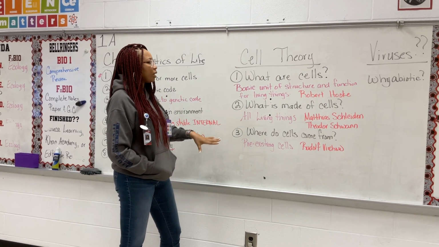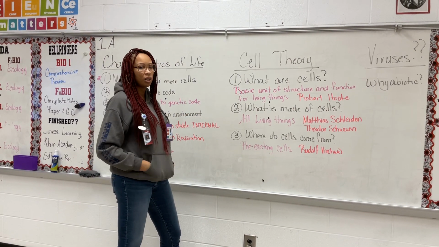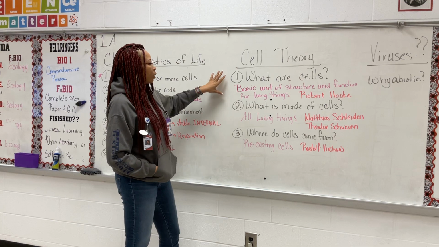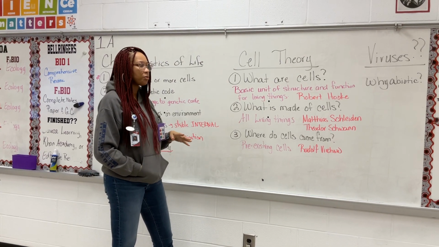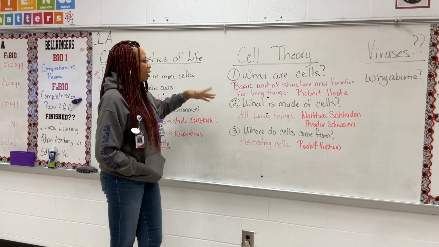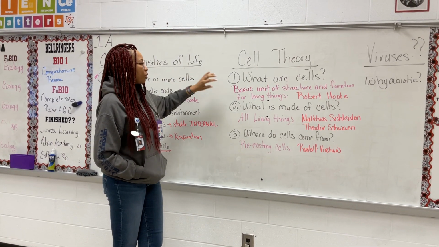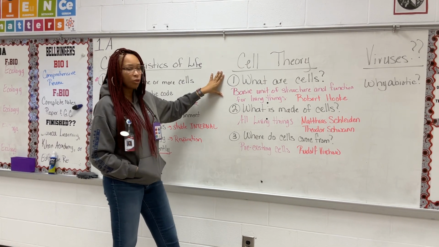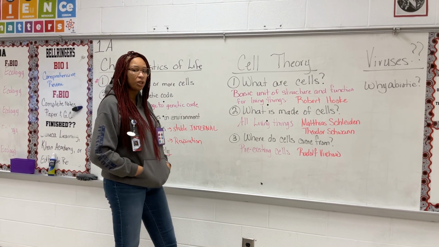We owe our knowledge about the cell theory to the work of several scientists, but we're going to talk specifically about these 4. The first one is Robert Hooke, who coined the term cell through his observations of cork under a primitive microscope. What we know about cells is that they are considered the basic unit of structure and function for all living things, so the basic unit of life.